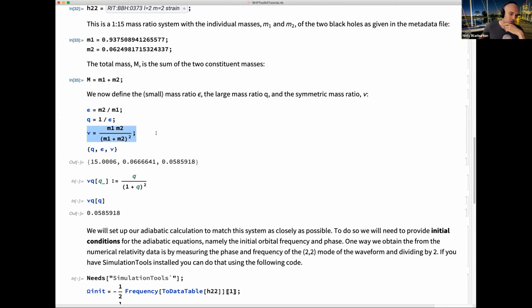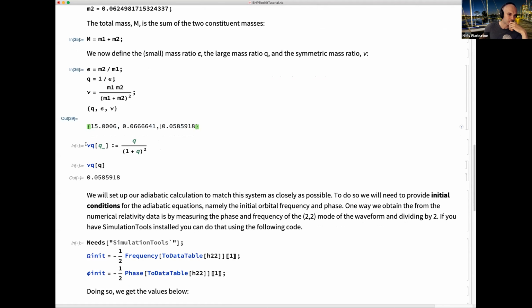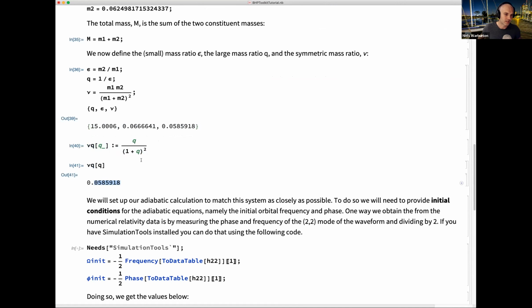And we're also going to use the symmetric mass ratio given by this definition here. So given this M1 and M2, we can define those. And as you can see, this is a mass ratio of 15. And here's the other definitions. Later on, it's going to be useful to define a function nu(q), because we'll want to use that later. So I'll just define that now. So it's just nu as a function of q like that. Just as a check, that is indeed the same as we got from this.